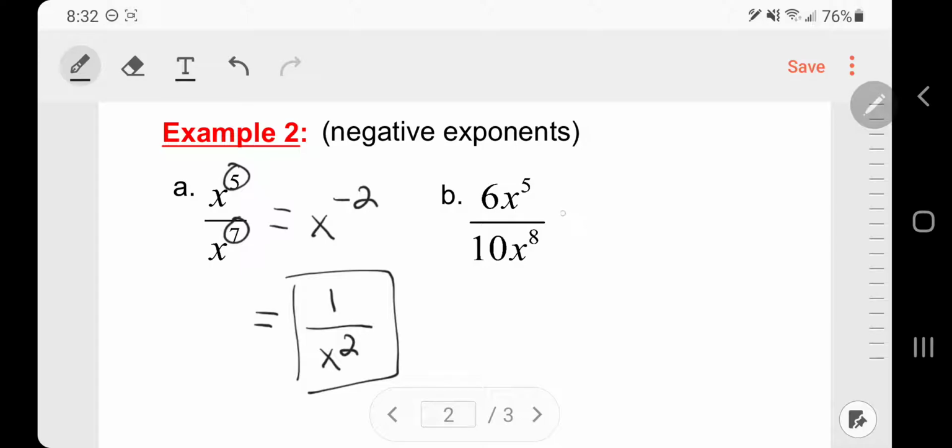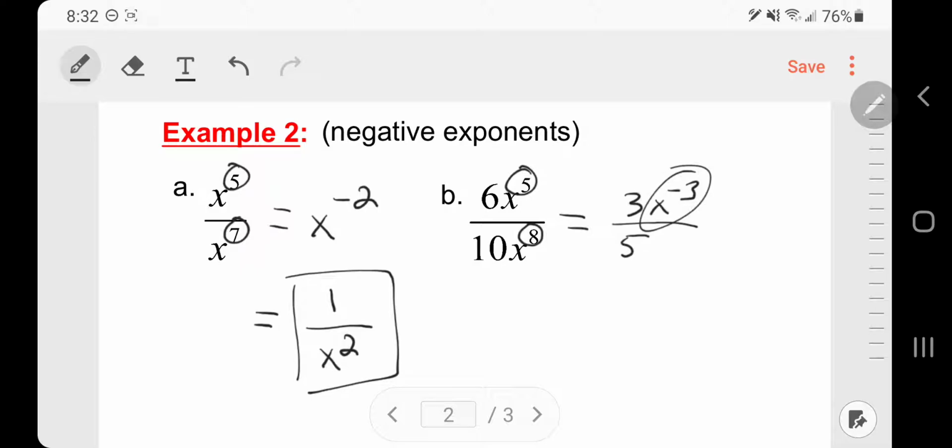Let's take a look at the next one. All right, so we have 6 over 10. Now, that obviously doesn't divide, but we can reduce the fraction there, so it's going to become 3/5. I'm going to divide both of those by 2. And I'll subtract my exponents, 5 minus 8, and I will get x to the negative 3.